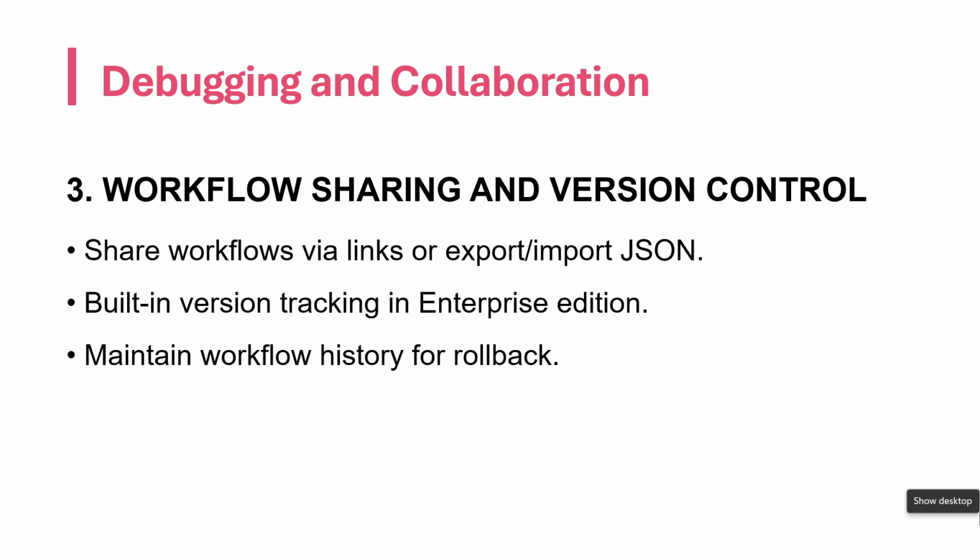Second, collaboration also means sharing workflows efficiently. In n8n, you can export any workflow as a JSON file and share it with teammates. They can easily import and start using it. In the enterprise edition, n8n also provides version control, so you can track changes over time, review edits, and even roll back to earlier versions if something breaks. So this makes teamwork safer and more structured.